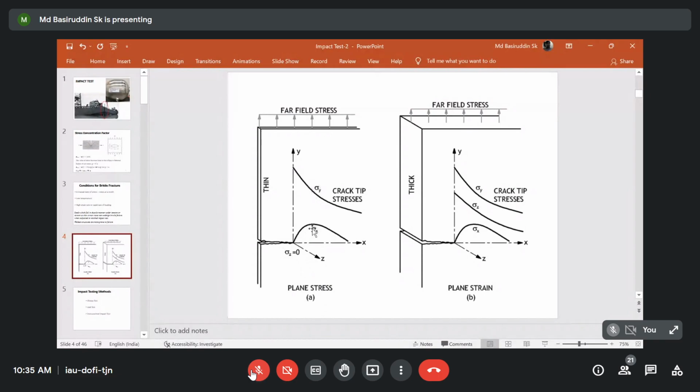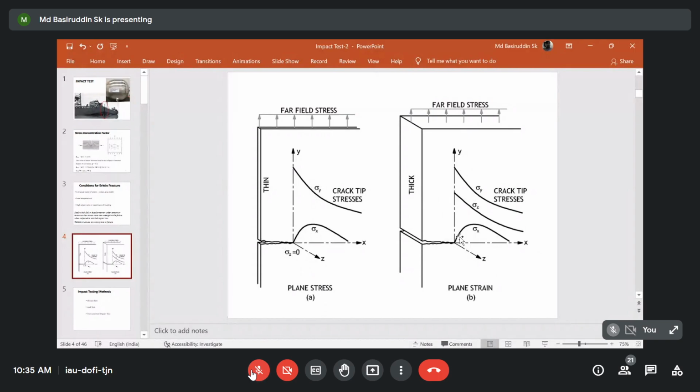or the biaxial state of stress, that is sigma y and sigma x. But if you have a thick material, then you will find that though you are applying the stress along the y direction, parallelly along the x direction, that is the width direction, as well as the thickness direction, that is the z direction, stress will be induced. And due to having all these three stress components, the material will fail in a different fashion. Here there are two situations, the plane stress condition and the plane strain condition.